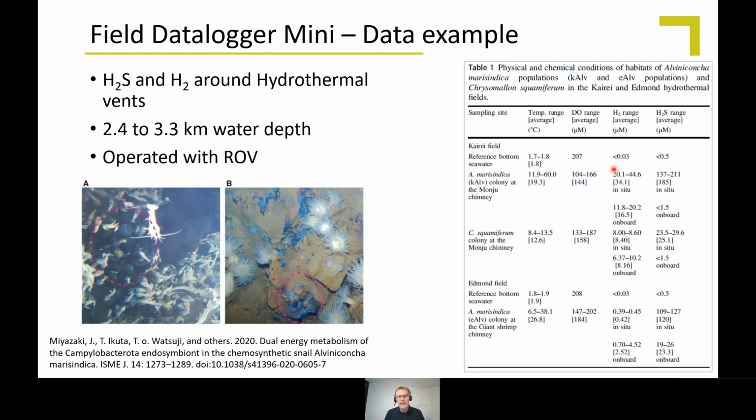Just to show this table, it's data you can get from it which are difficult to get in other ways. For example, here at this Kairei field, there was 20 to 44 micromolar of hydrogen, and there was 137 to 211 micromolar of sulfide. In this Edmond field, it was a bit different, so almost no hydrogen, below half a micromolar, but still up to 127 micromolar sulfide. So this is a way of taking the sensors into the sea and getting measurements with these.